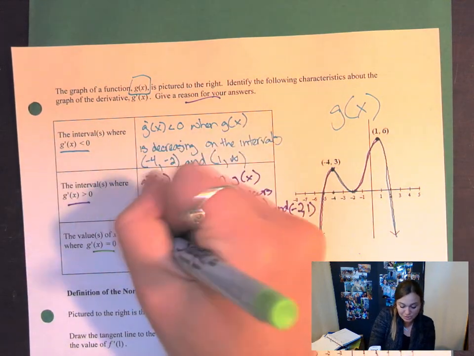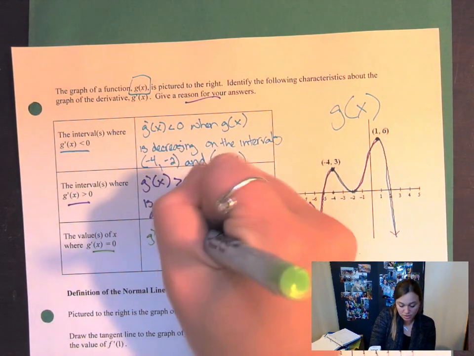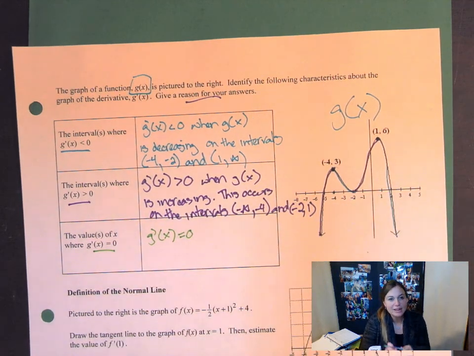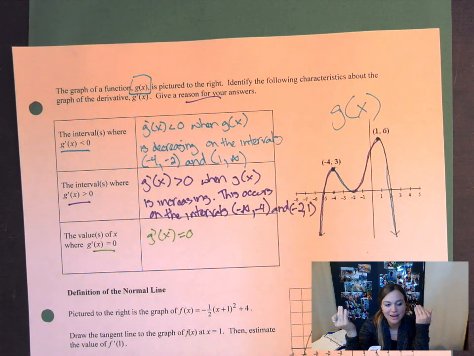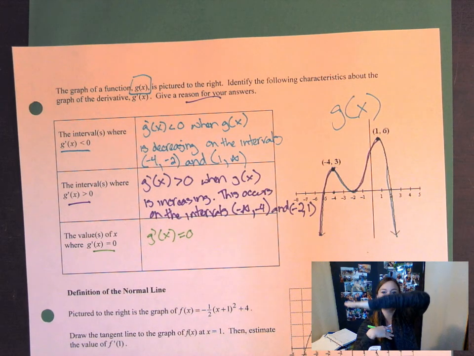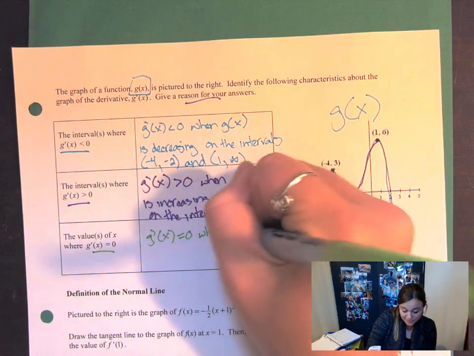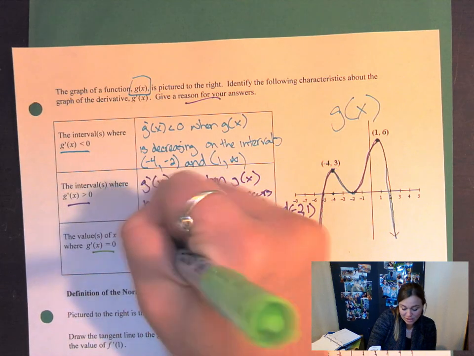So g prime is equal to 0. And this one is a little bit harder because you're trying to think about like, okay, it's not positive, it's not negative, it's just stop. The slope is 0. When does that happen? And the answer is when g of x has a relative min or max.